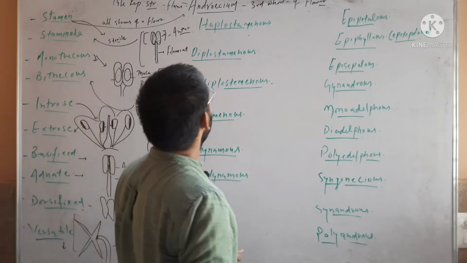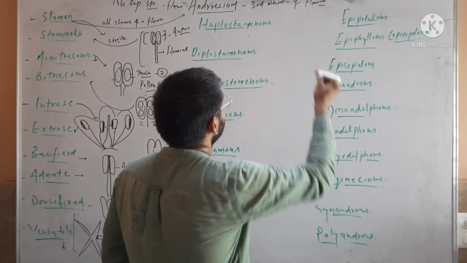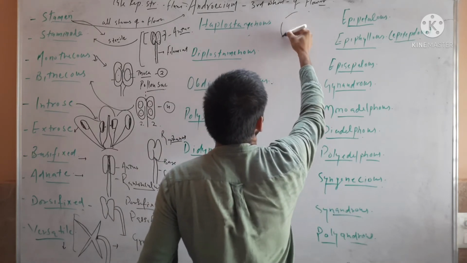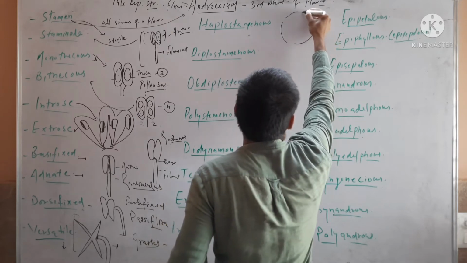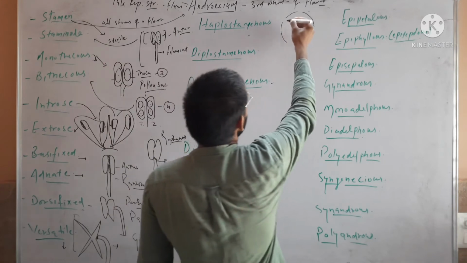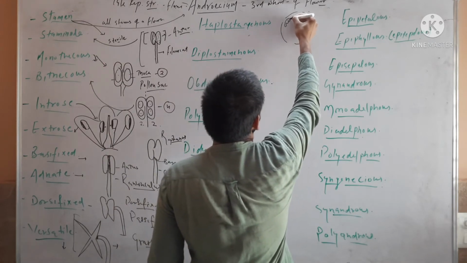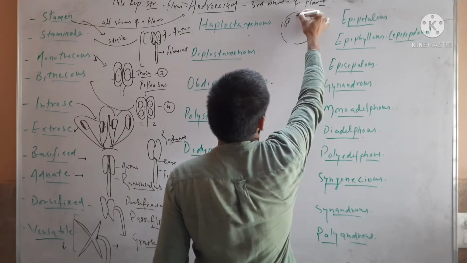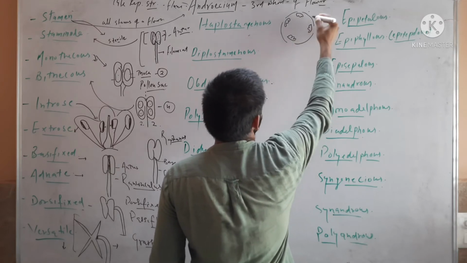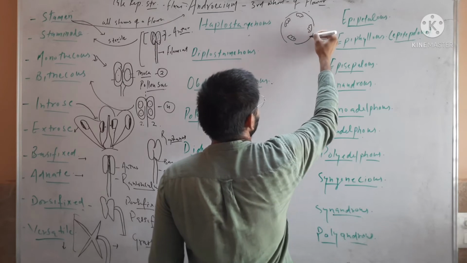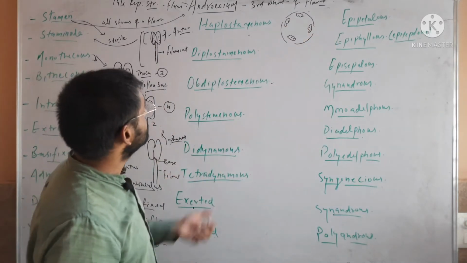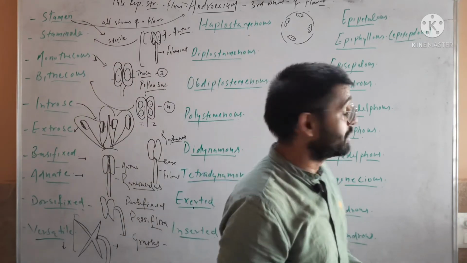The next one is haplostamenous. Here a single whorl of stamens is present, and this whorl is alternate to the petals like this. They are arranged alternately to petals, meaning one petal, then stamen, petal, stamen, petal, stamen. They are present alternately. So this is called haplostamenous.